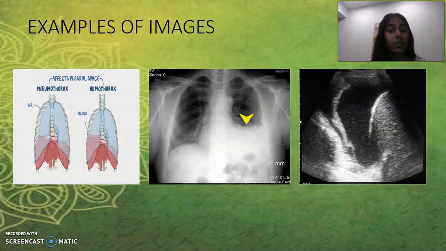Okay, so these are the examples of images. As you can see here, this image shows the difference between pneumothorax and hemothorax. Pneumothorax is the accumulation of air in the pleural cavity. Hemothorax is the accumulation of blood in the pleural cavity. Okay, so this image here in the middle is a chest X-ray showing the hemothorax, as you can see here, and the image on the right is an ultrasonographic image showing the pleural fluid in the pleural cavity.